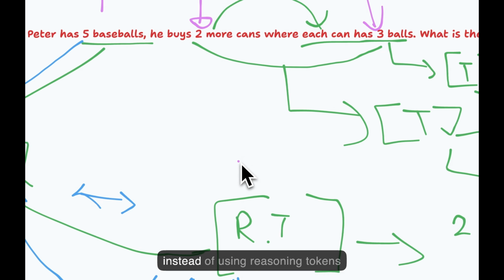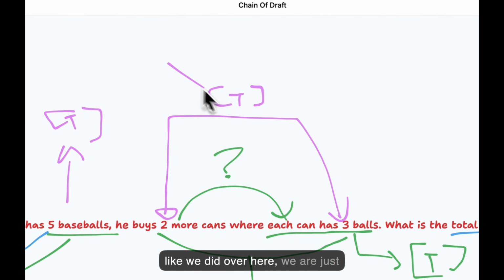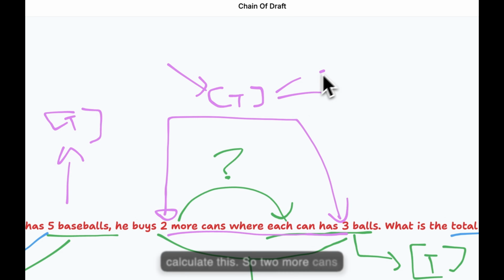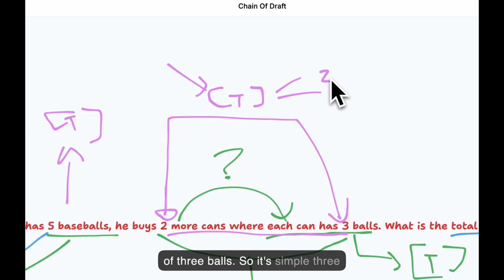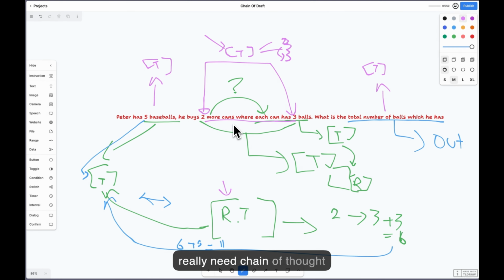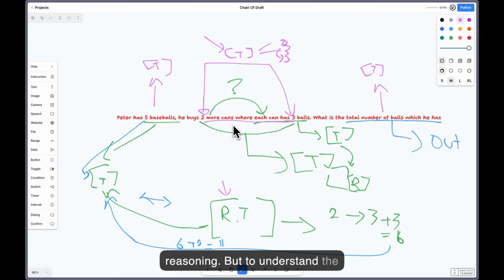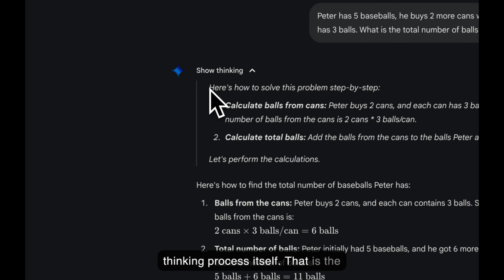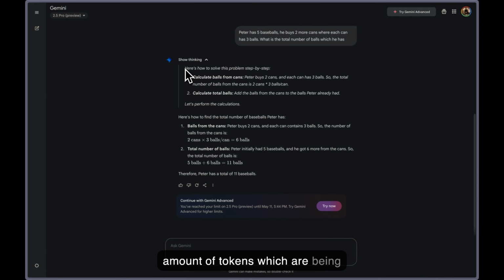So over here, instead of using reasoning tokens like we did over here, we are just using a simple token which will calculate this. So 2 more cans of 3 balls. So it's simple, 3 and 3. You don't need reasoning for this. And obviously, even for this question, you don't really need chain of thought reasoning. But to understand the advantage, we have to look at the thinking process itself. That is, the amount of tokens which are being used while getting to that answer is too much, right?